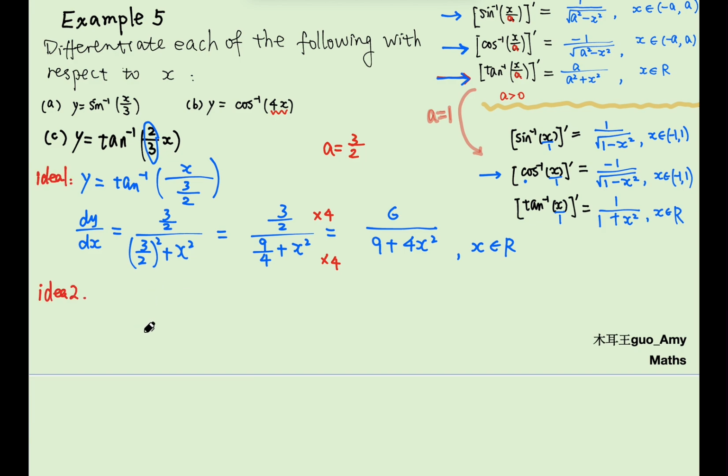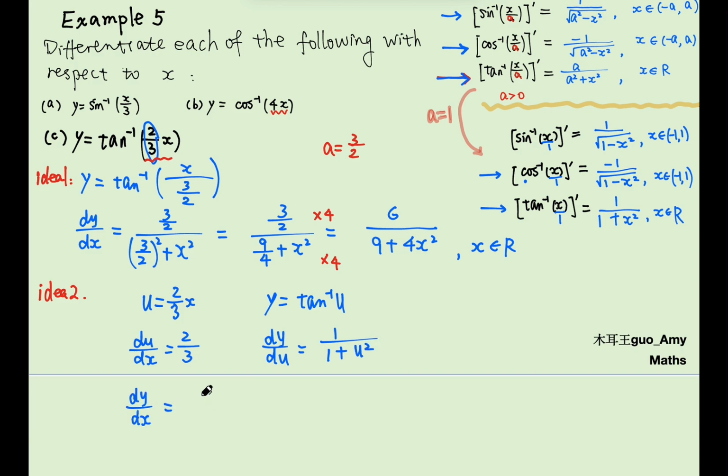Alternatively, we will use the chain rule to solve this question. Let u be 2 on 3 times x. Our function is equal to inverse tangent u. Now we can get the derivative of each function first. For du/dx, it is 2 on 3, and for dy/du we will need the formula of the basic form about inverse tangent. It is equal to 1 over 1 plus u squared.